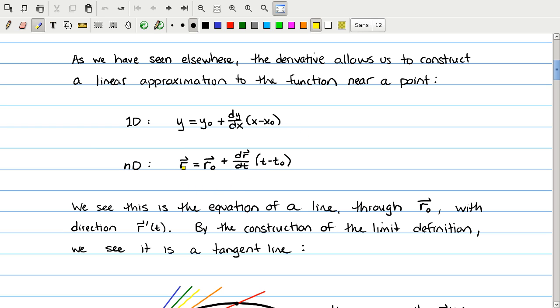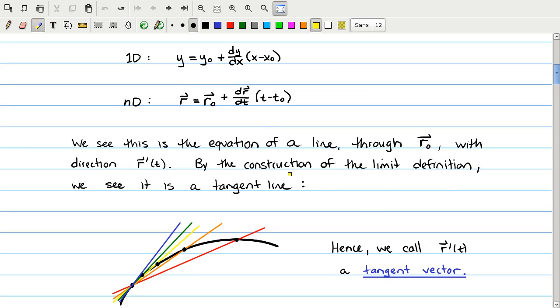So the vector function r is approximately r0 plus dr/dt times t minus t0. Now we see this right here to be exactly the equation for a line. And what kind of line is this? Well, if we look at the limit that we have, it's the limit as delta t goes to 0. It is just like in Calculus 1, a limit of secant lines.